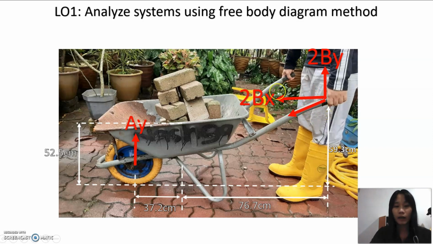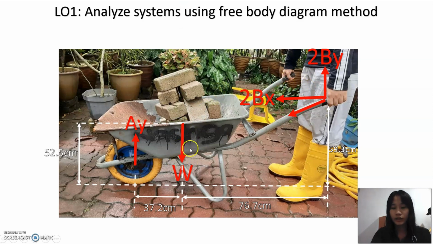Okay, so why do we label it as 2By and 2Bx? This is because both hands are involved in exerting the forces, so we assume that the magnitude of force for each side is the same. And last is the weight.